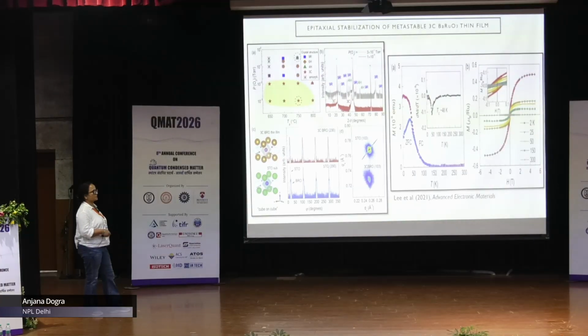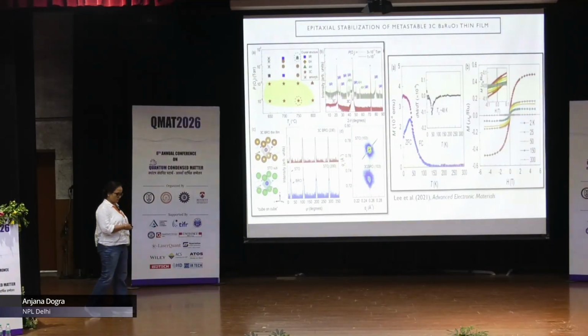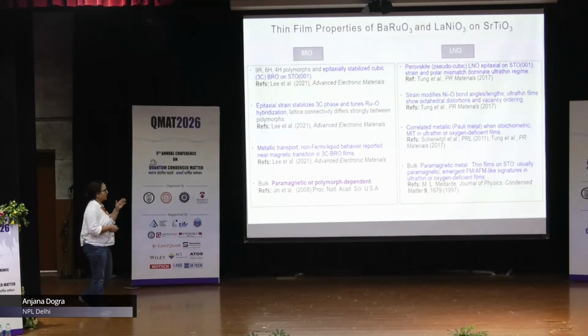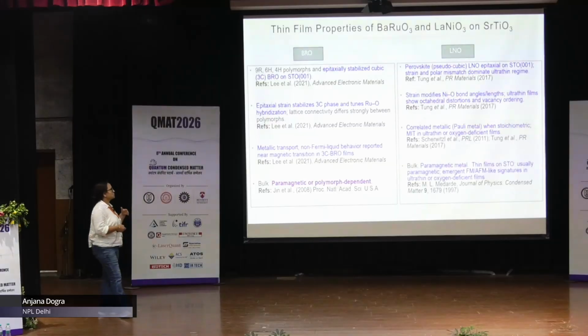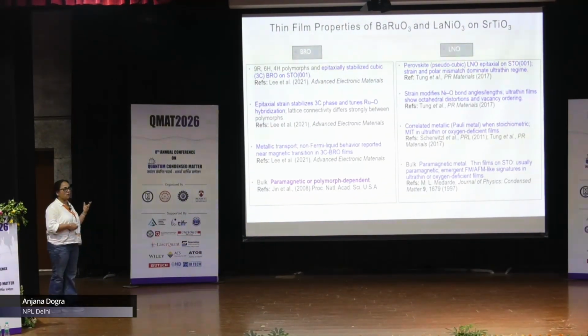So, the 3C structure is confirmed, and they could also show the transition around, I think, 48 degrees Celsius, and they could also show the ferromagnetism in these BaReO3 thin films. Since we are making these BaReO3 and LaNiO3 interfaces or superlattices, we would like to understand what exactly these materials are and how they behave.